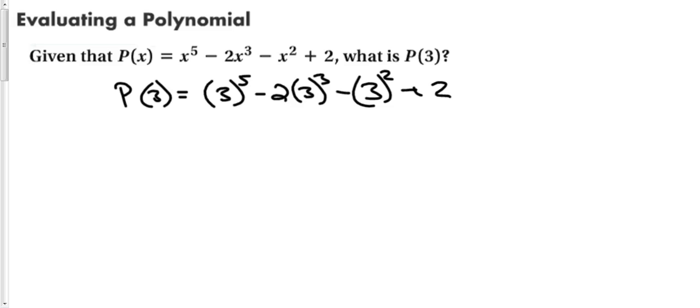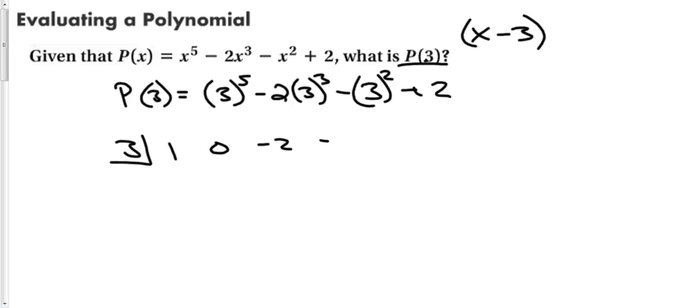But there's a faster and easier way to evaluate this particular polynomial at this number. We can use the remainder theorem. I know that if we were to divide this polynomial by x minus 3, the remainder would be what this function equals at 3. So I can take my number 3 and plug it into a little synthetic division problem. 1, I need x to the 4th, so I put a 0. Minus 2, minus 1, I need x, so I put another 0, and 2.